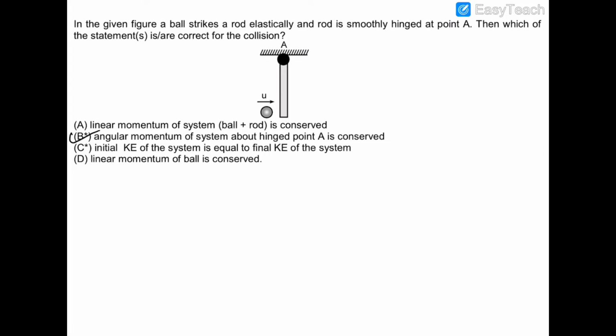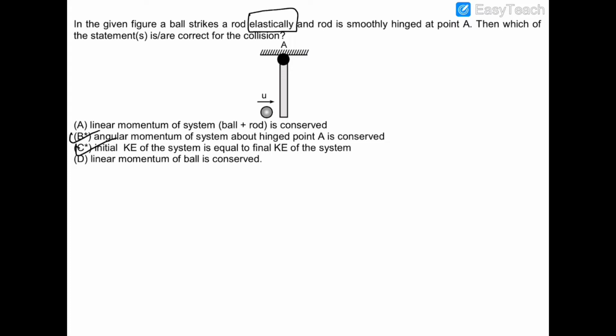Now as this collision is elastic, as it is given in the question, kinetic energy will also be conserved. So C is also correct. And the linear momentum of the ball is conserved: this is not correct, because if you talk about the ball alone, then there is a force applied by this rod on the ball, due to which the linear momentum of the ball will not be conserved. So the correct answers are only B and C.